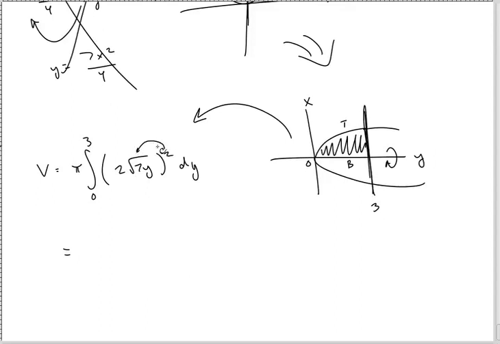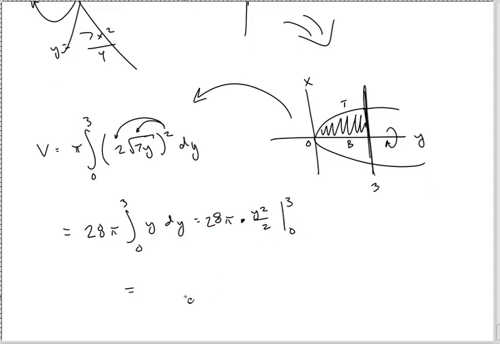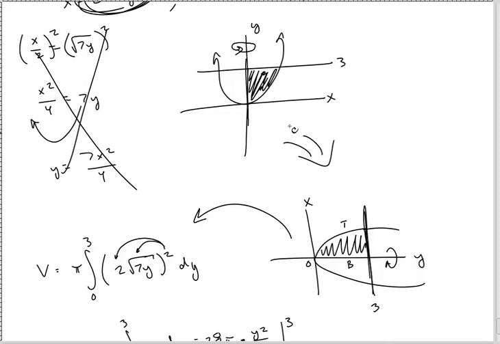This squared is going to apply to everything here. So that's going to be a 7 and a 4 makes a 28 pi, integral from 0 to 3 of simply y, because you can see the square root and the square are going to cancel. And so that's going to be y squared over 2 from 0 to 3. And then that's going to be a 14 pi times 9, and that's going to equal 126 pi. And there you go.